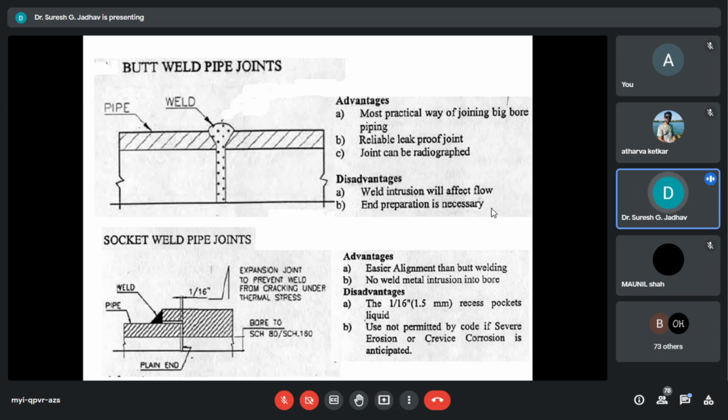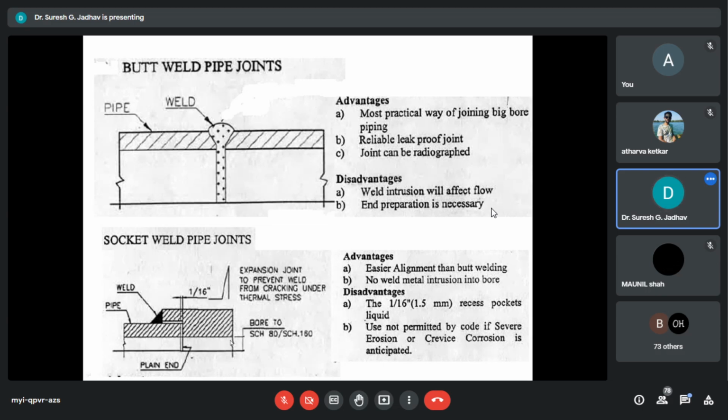And once we weld with the help of a socket weld joint, we can easily align, easier than butt welding. See the difference between butt weld and socket weld pipe joints. Socket weld pipe joints have easier alignment than butt welding. And the next advantage is no weld metal intrusion into the pipes.